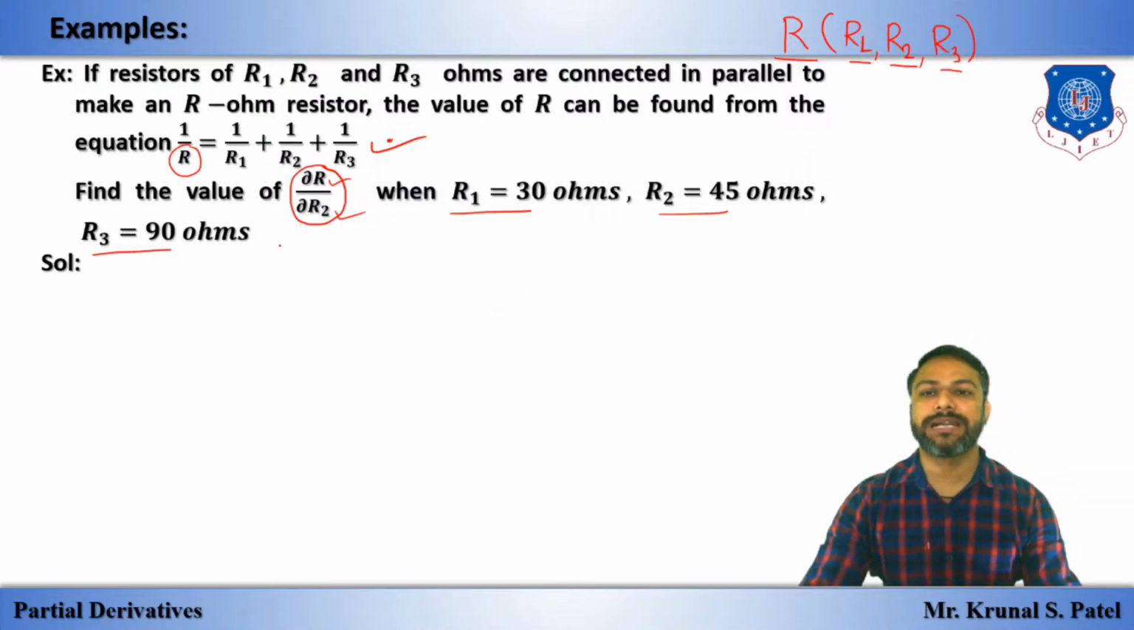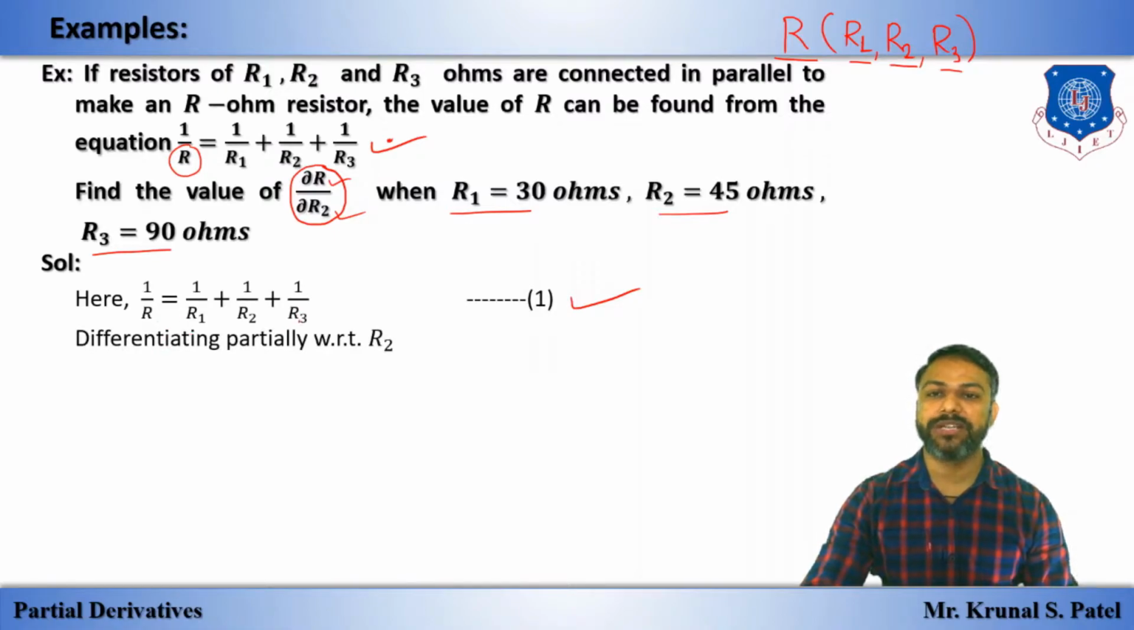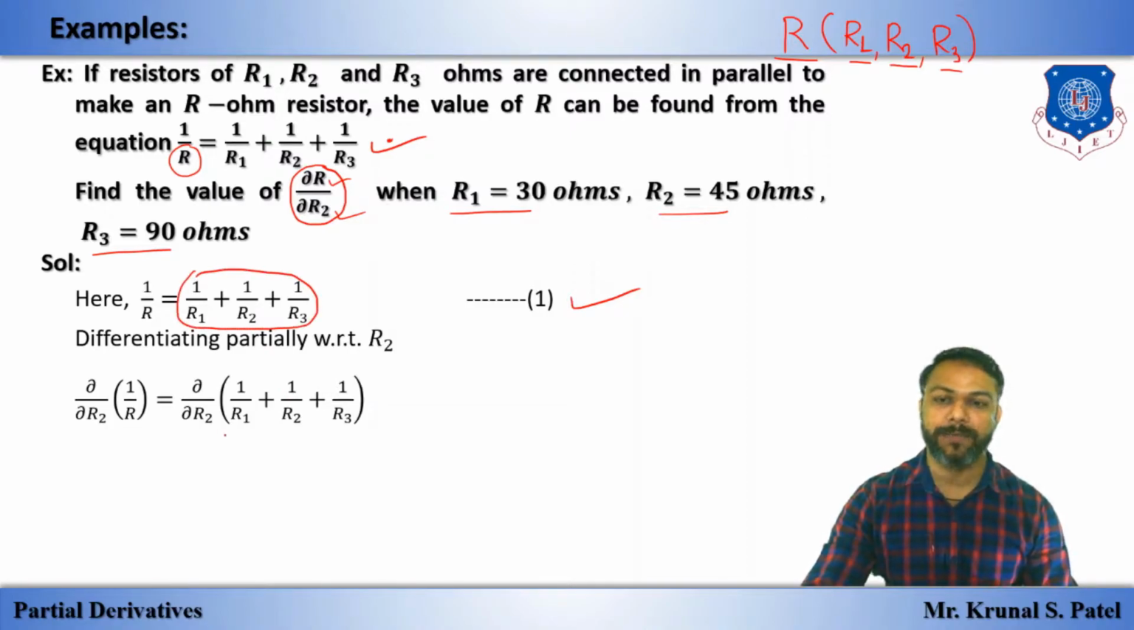Okay, so let's start with the given equation. 1 by R is equal to 1 by R1 plus 1 by R2 plus 1 by R3. Say equation number 1. Now differentiate this equation partially with respect to R2. So apply del by del R2 on both sides of equation number 1. So del by del R2 of 1 by R equals del by del R2 of 1 by R1 plus 1 by R2 plus 1 by R3.